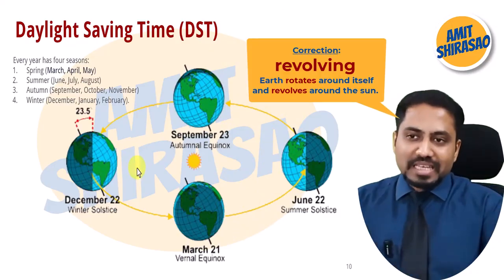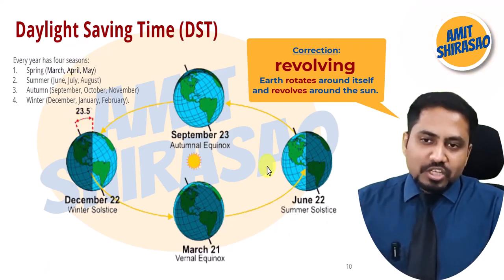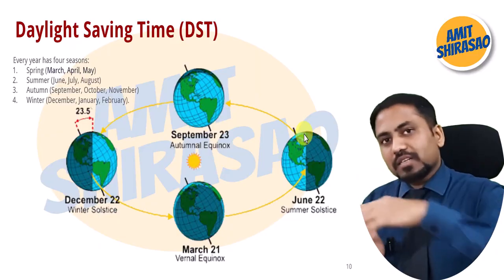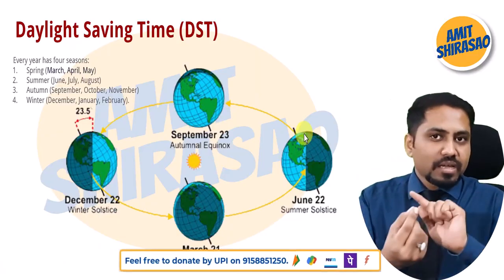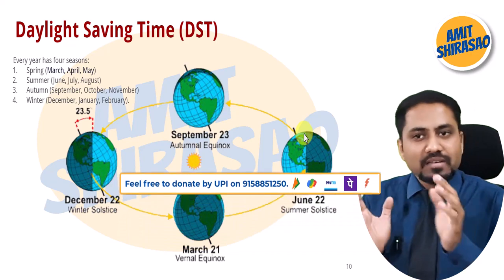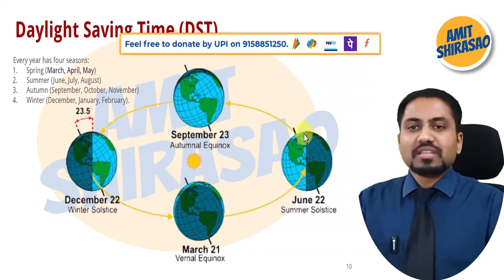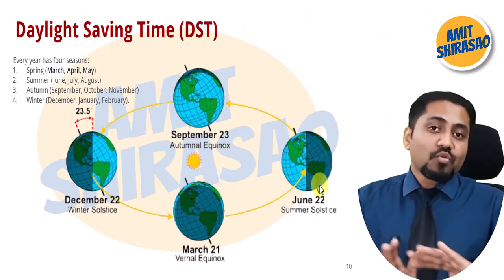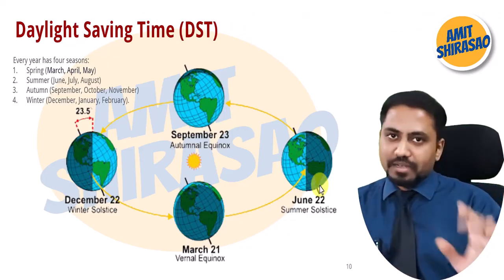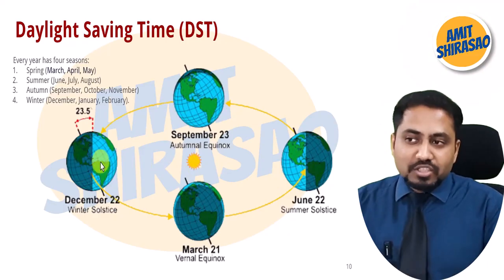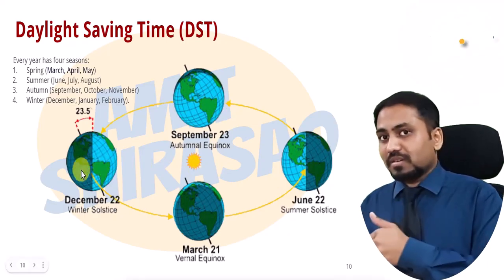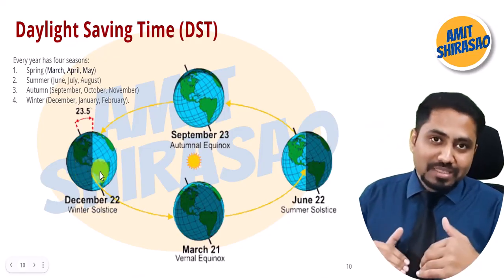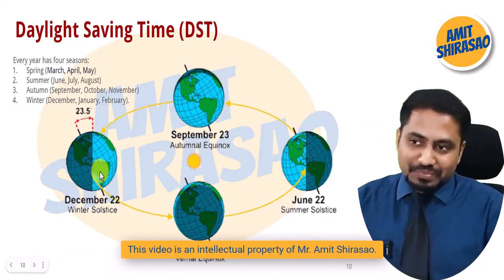Okay, so you will see that during the summer, the northern hemisphere is tilted towards the sun. That's why daytime will be more and nighttime will be less in the northern hemisphere. But the southern hemisphere, on the other hand, will have more nighttime and less daytime. Similarly, during the northern hemisphere's winter, there is summer in the southern hemisphere.